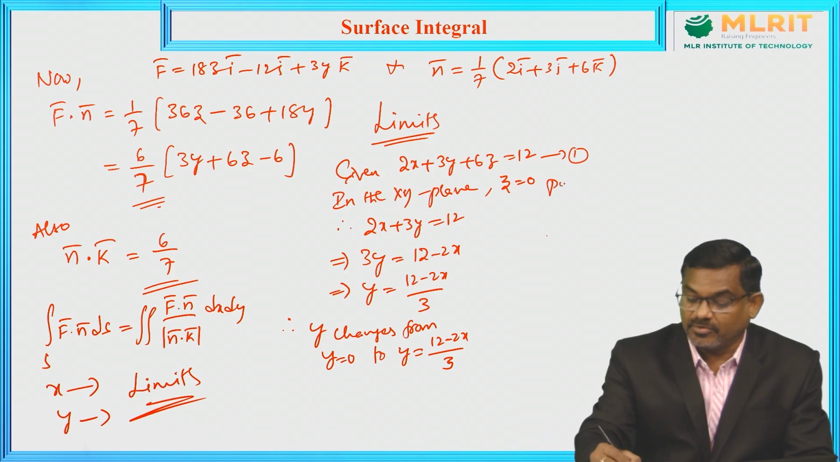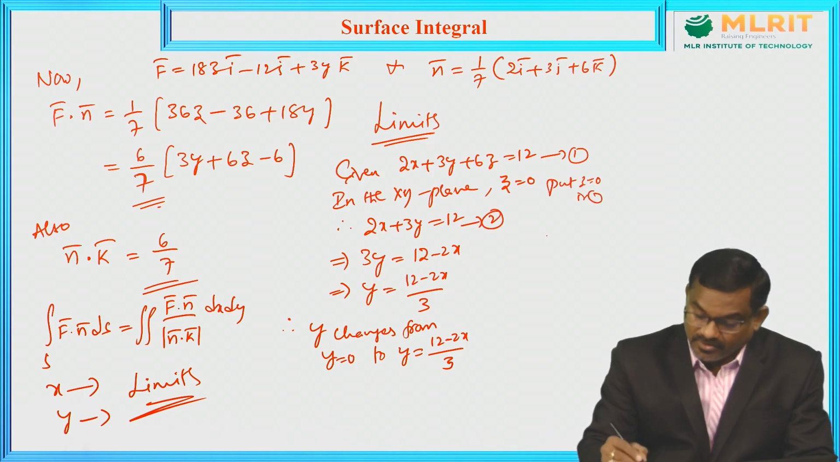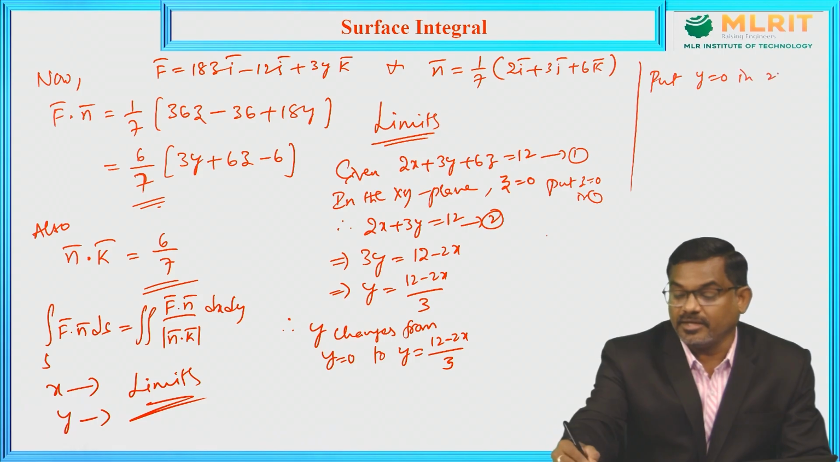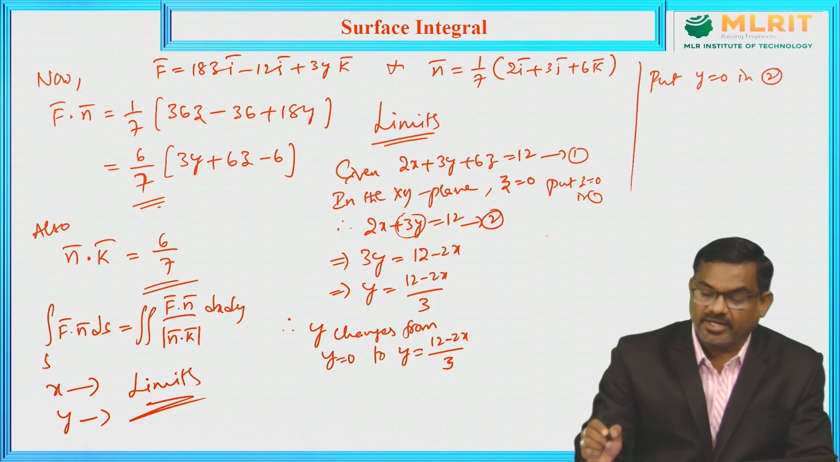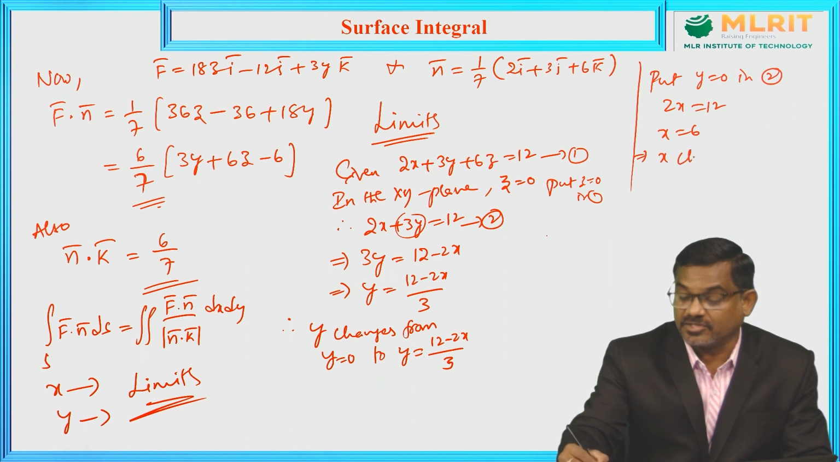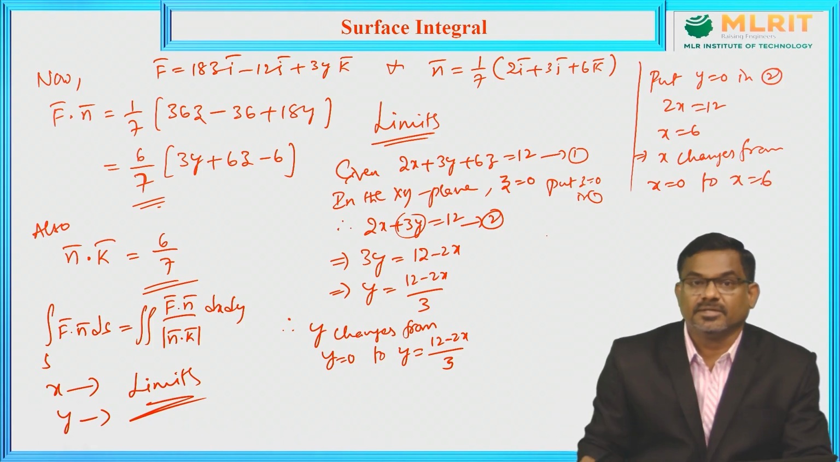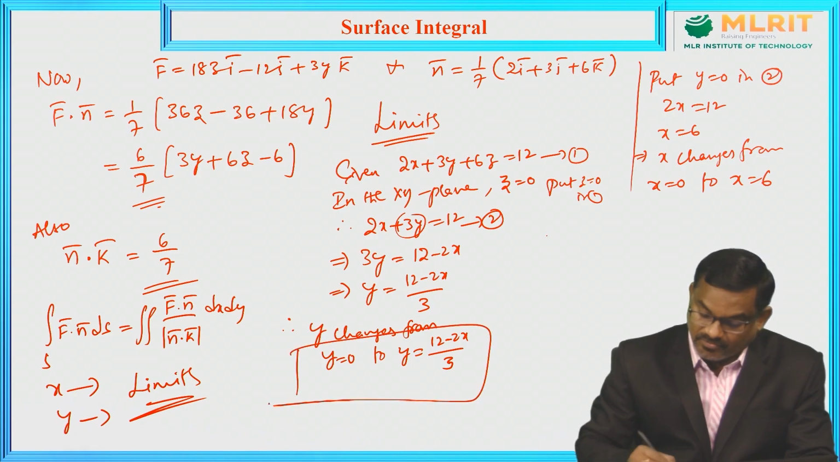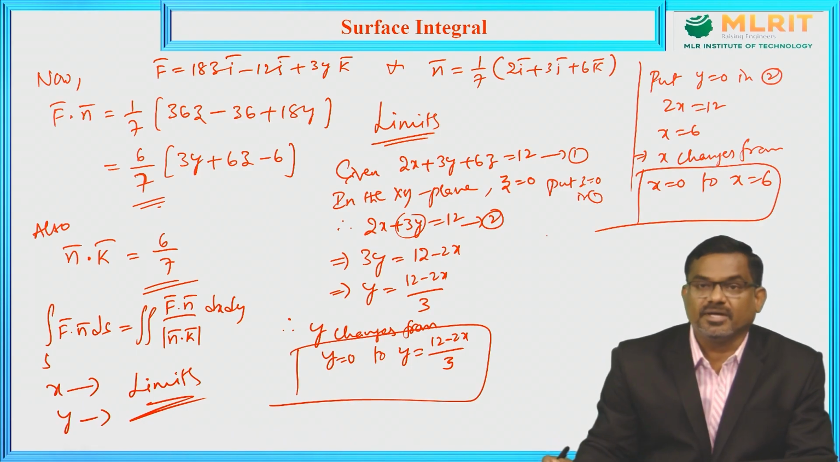So put z equal to 0 in 1, then we get 2. Now to find x limits, put y equal to 0 in equation 2. Then we get 2x equal to 12, so x equal to 6. That implies x changes from x equal to 0 to x equal to 6. So like that we find the limits. Here these are the limits of y and these are the limits of x.